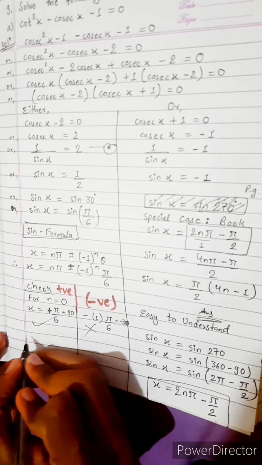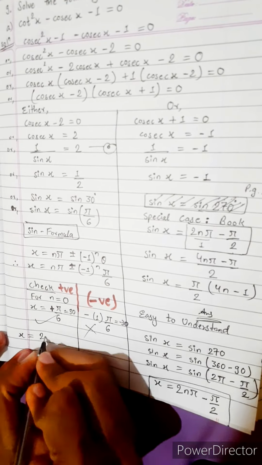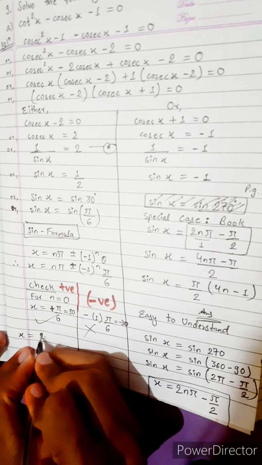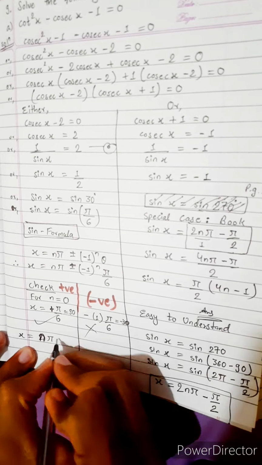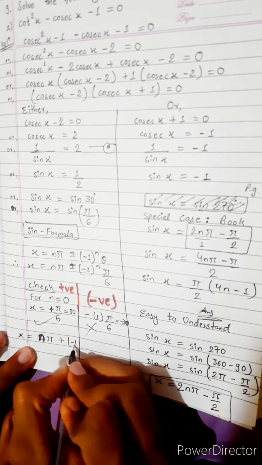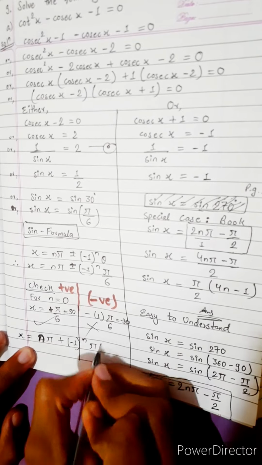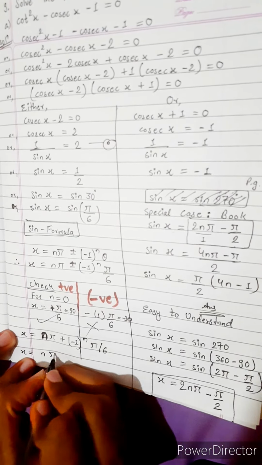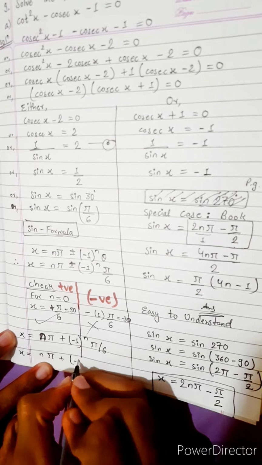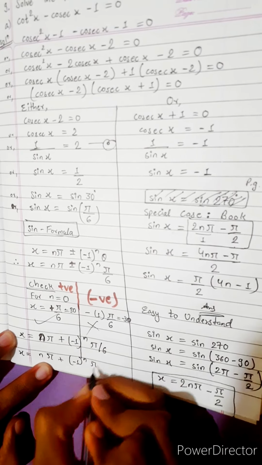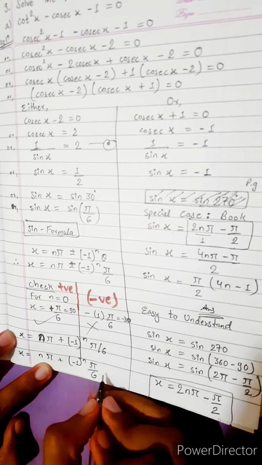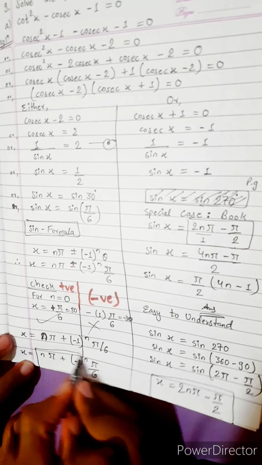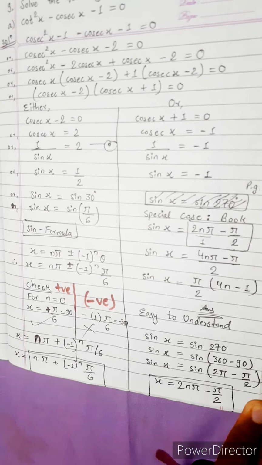Therefore our answer is x equals n pi. What a mistake. n pi plus minus 1 power n pi by 6. Let's write it clearly. Our answer is n pi plus minus 1 power n pi by 6. This is our answer. These two are our answer.